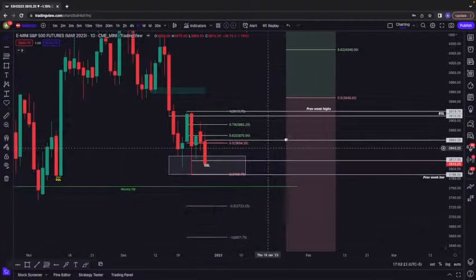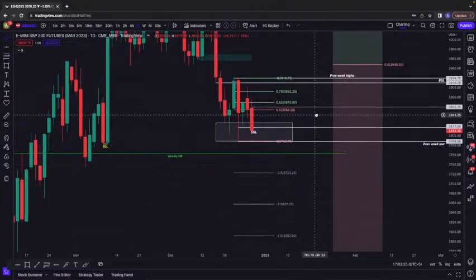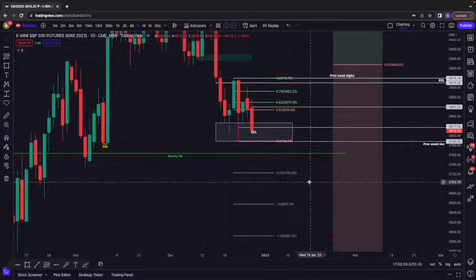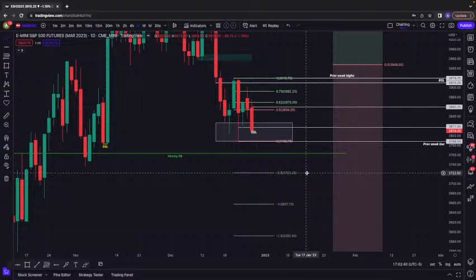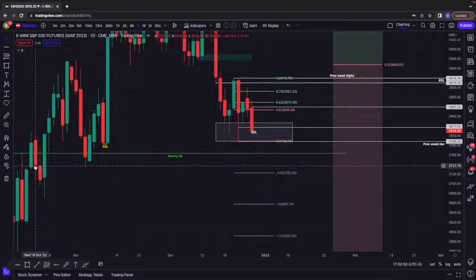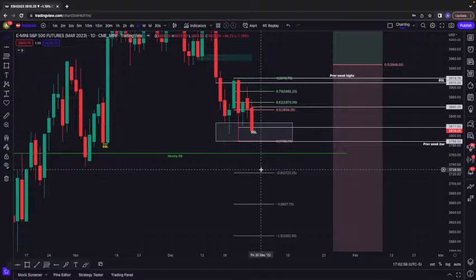So I think definitely that the next target is going to be into this weekly order block, and with the projection on my fib, this first standard deviation, 37.23, takes out equal lows, takes out a big swing low, and goes right into this daily order block here. So that's a pretty good target, I would say.